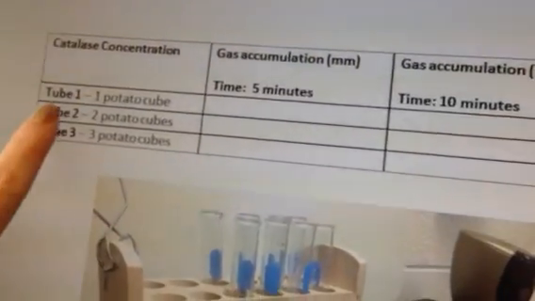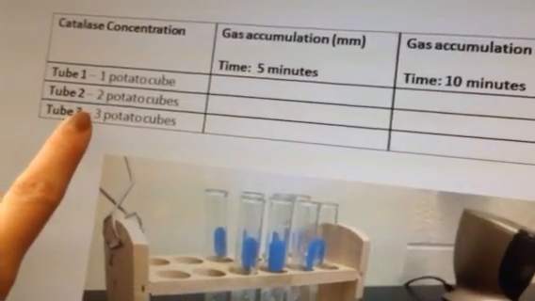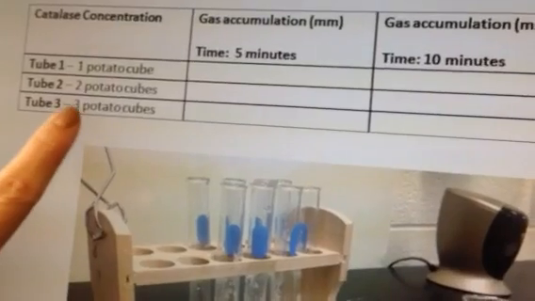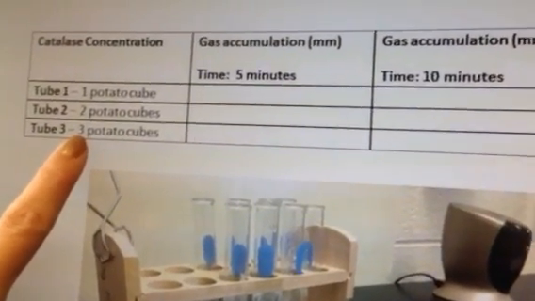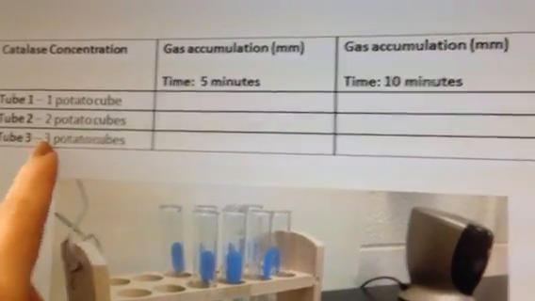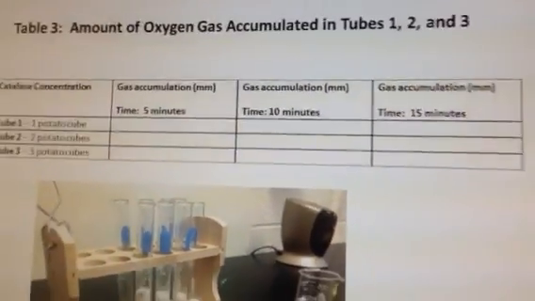The reason that you get an increase in that rate of reaction by increasing the cubes of potato is because when you increase the potato, you're increasing the concentration of the catalase. So the higher the concentration of the catalase, the better reaction you should have gotten in that tube.